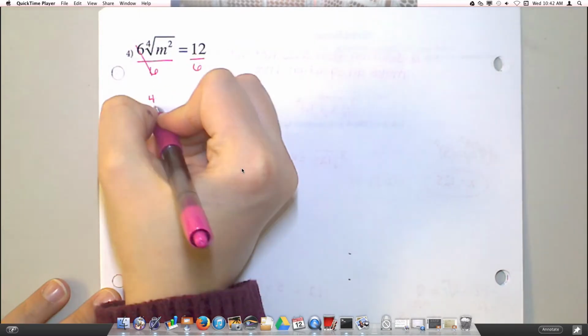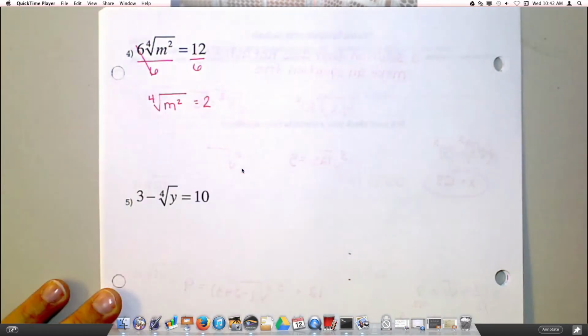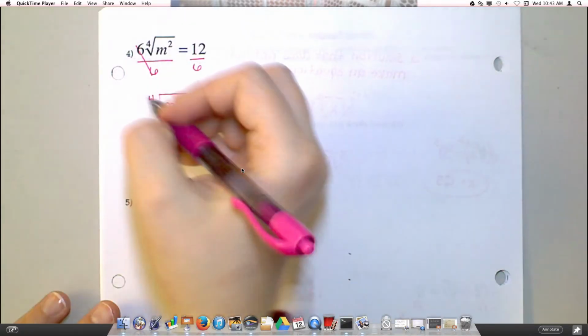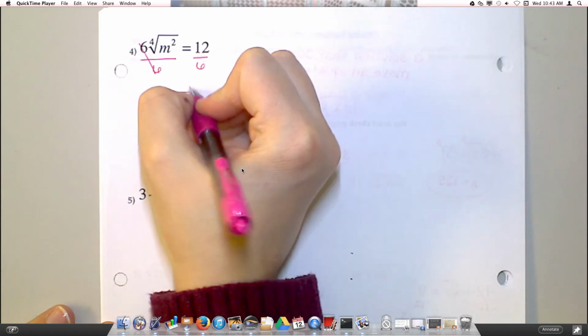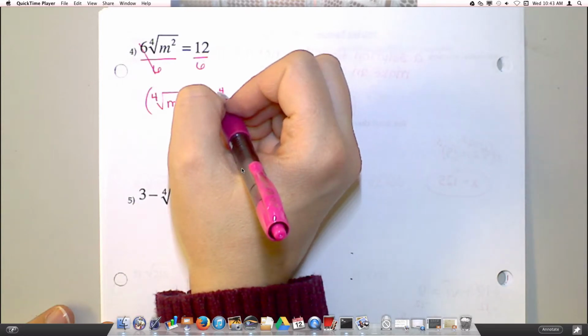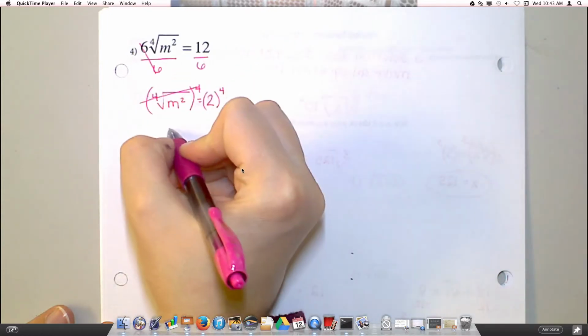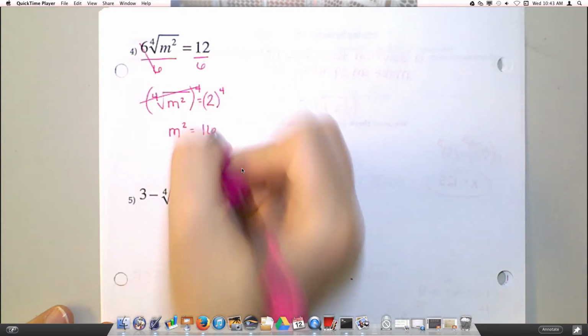So the 4th root of m squared equals 2. Now what? Not the 4th root, because it's 4th rooted right now. So I want to raise to the power of 4. Power of 4, guys. So m squared equals 2 to the 4th power, which is 16.